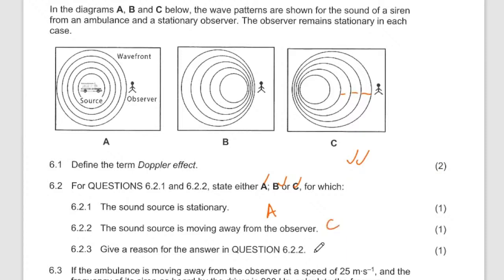And then you must give a reason for 6.2.2. So the frequency decreases, or you can say that the wavelength increases, because this point will be the source. So this distance is increasing. So the wavelength increases and the frequency is decreasing.